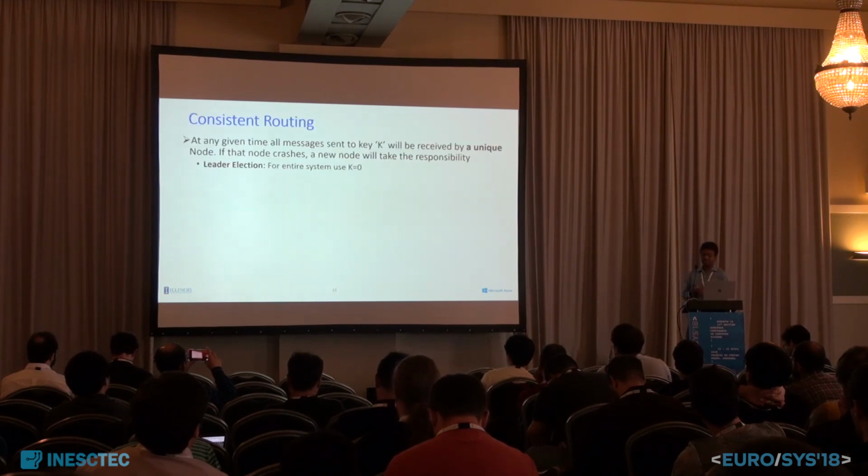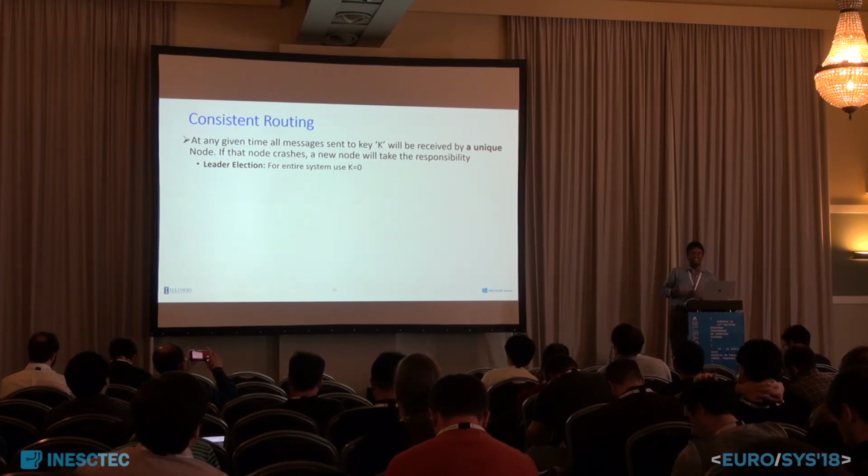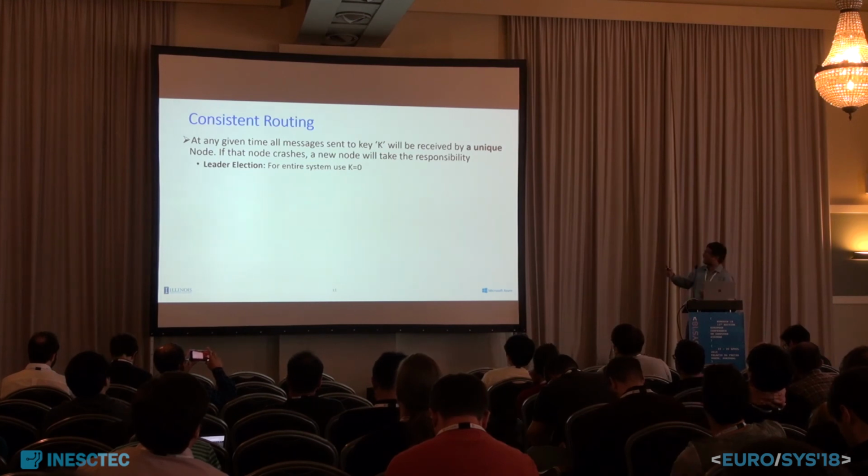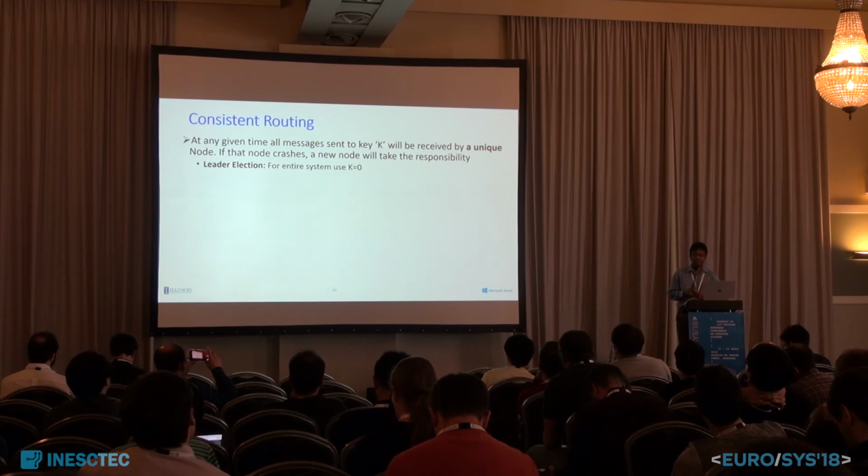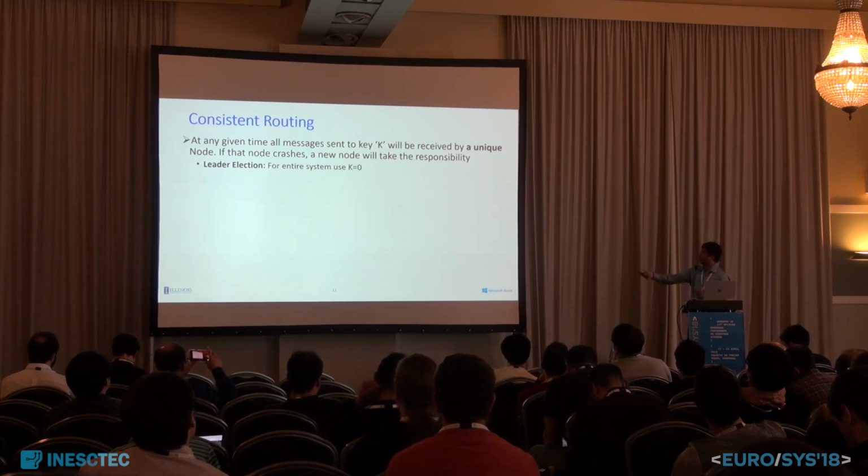This SF ring ensures consistent routing, which ensures that at any given time, all messages sent to key K will be received by a unique node. If that node crashes, a new node will come up and take that responsibility. This consistent routing provides implicit leader election. For example, in the entire system, the node that owns the key K equals 0 is the leader.